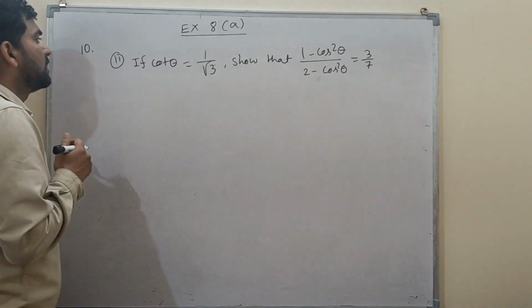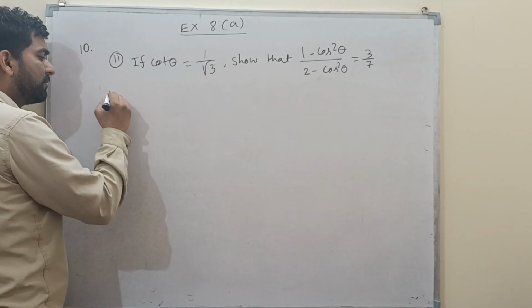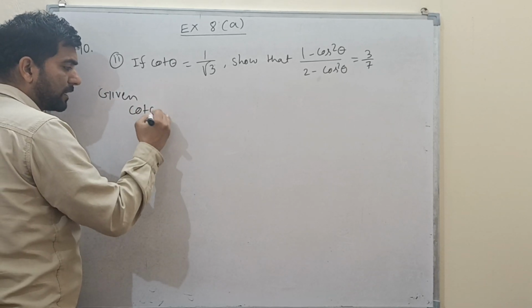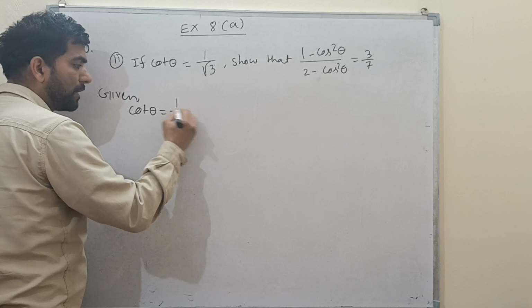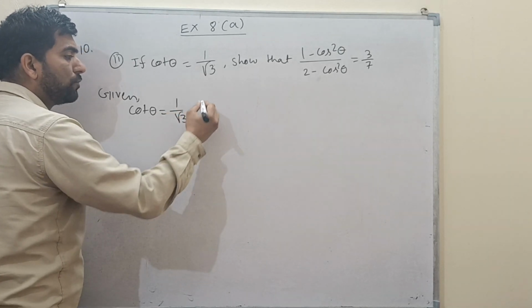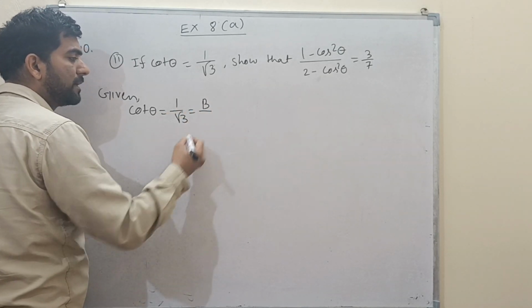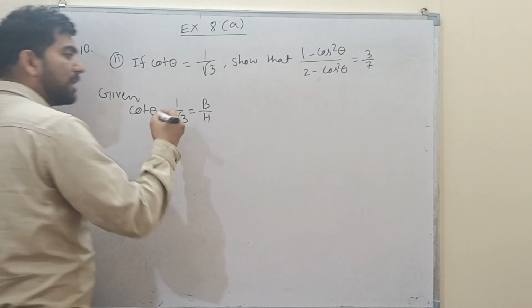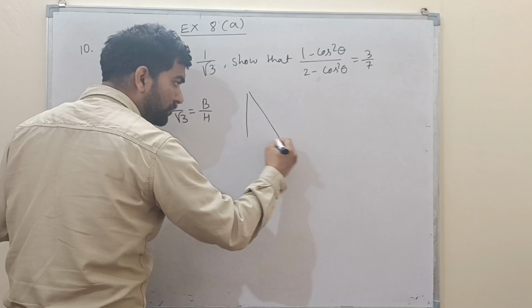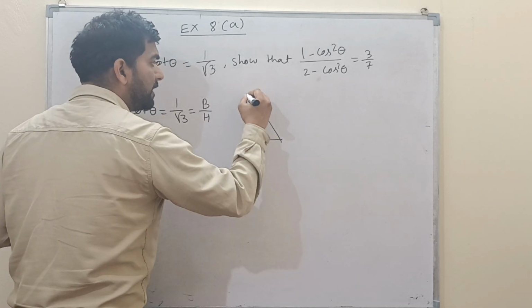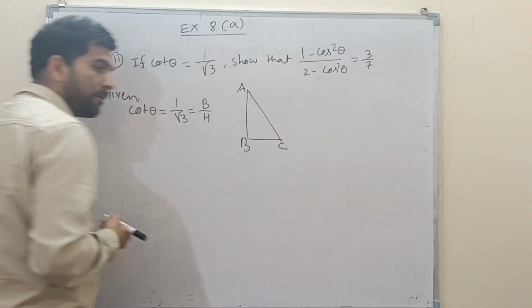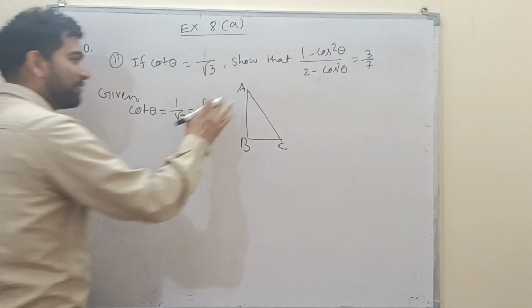Okay, so now question number 10, part 2. It is given cot theta is equal to 1 by root 3. So cot theta we know is nothing but base by hypotenuse. So again I will draw the right angle triangle. Always draw the right angle triangle, and name it according to your choice. I will always name it A, B, C.